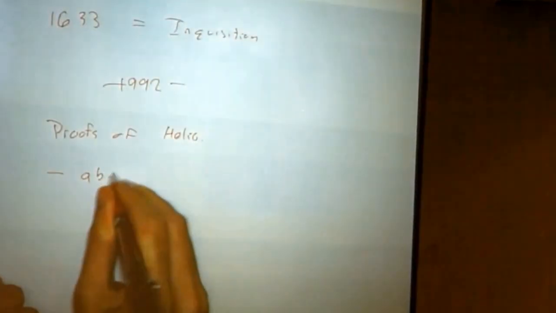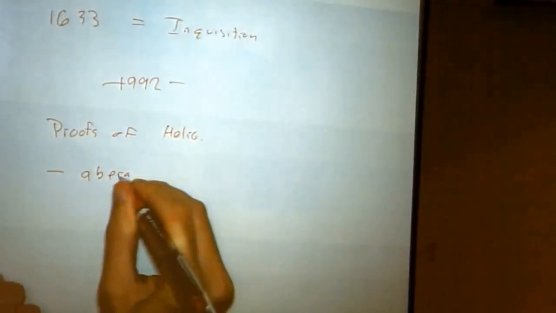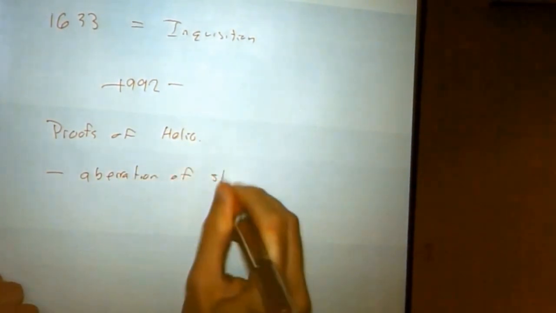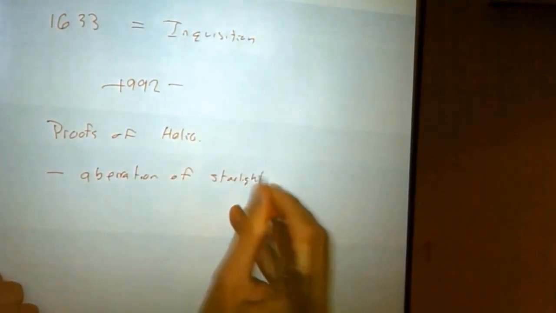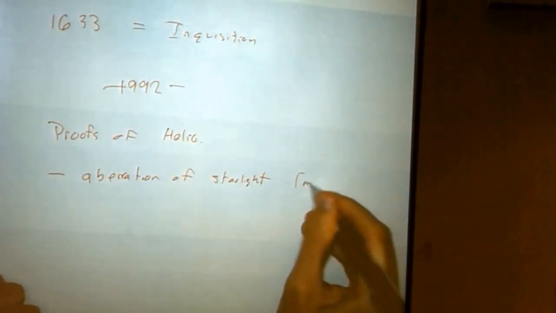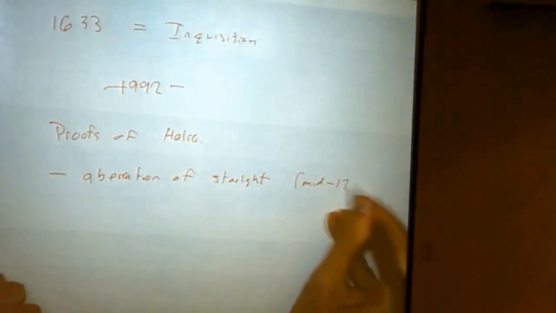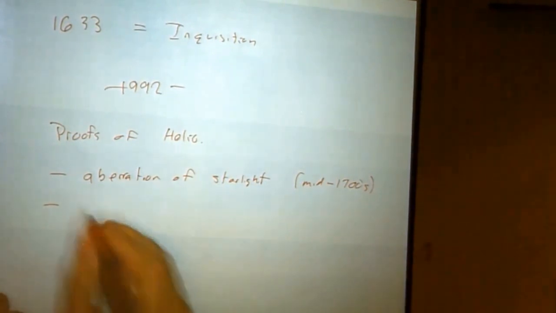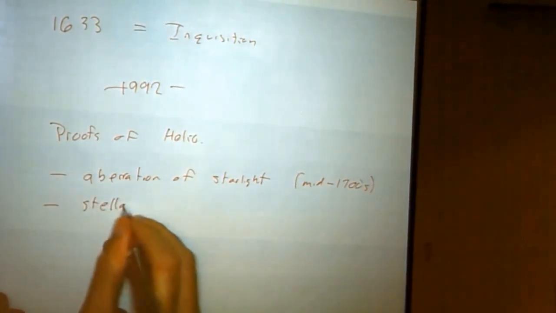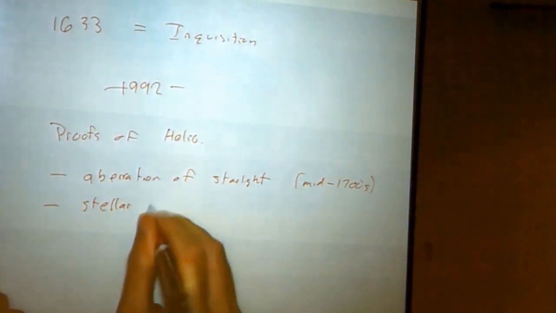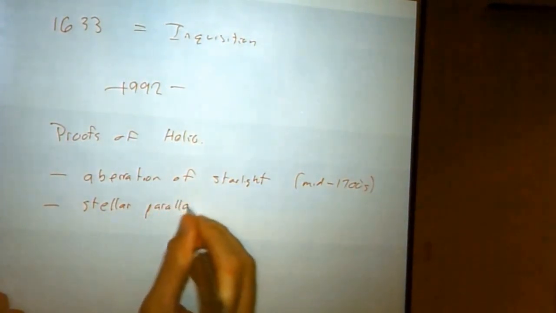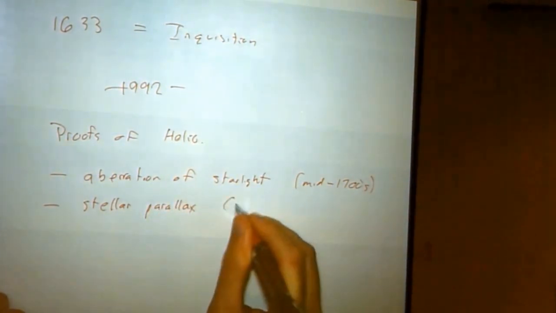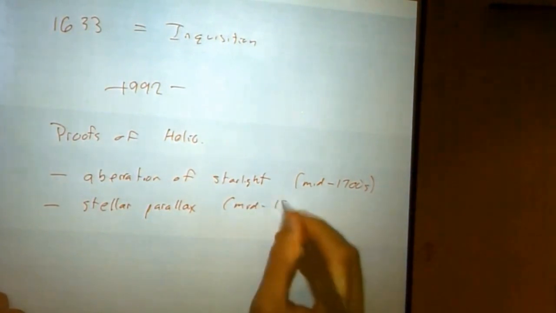Two others are the aberration, it's two R's, aberration of starlight, which is kind of a tricky concept. I'll try to explain it though, mid-1700s. And the other is a kind of easier concept to wrap your mind around, and we'll be using this concept tremendously throughout the course, and that's stellar parallax, or parallax of any type. And this came in about the mid-1800s.